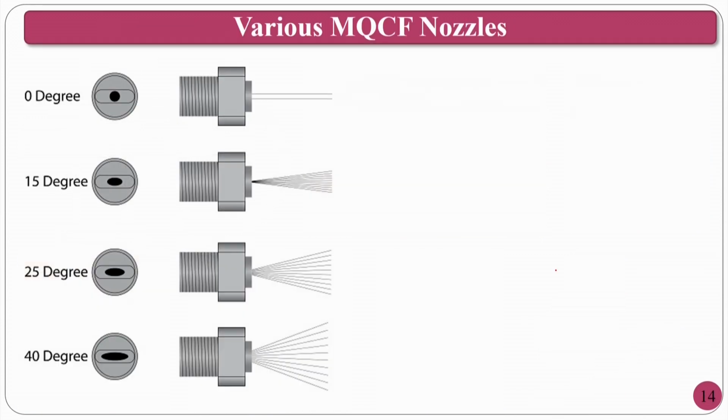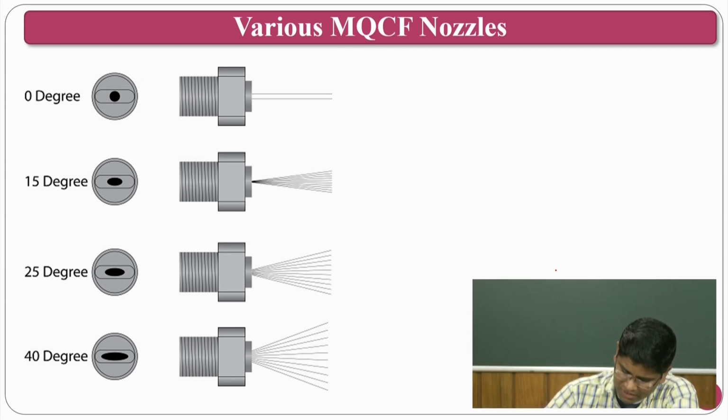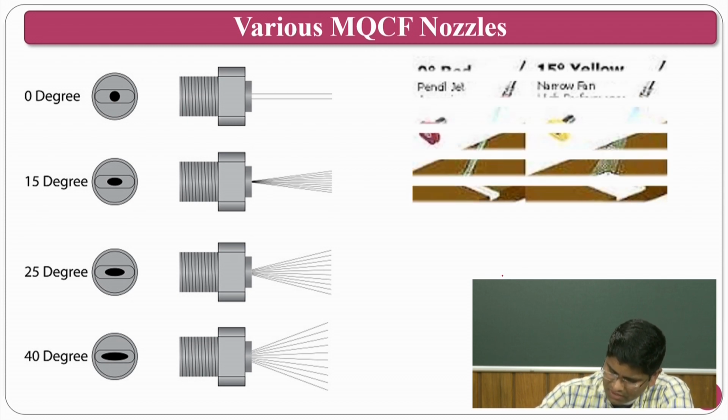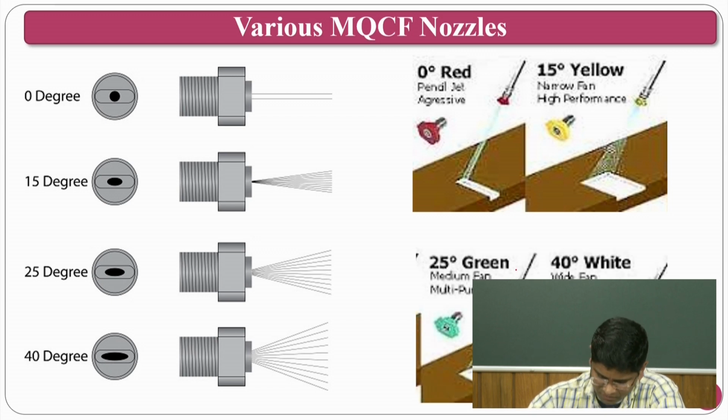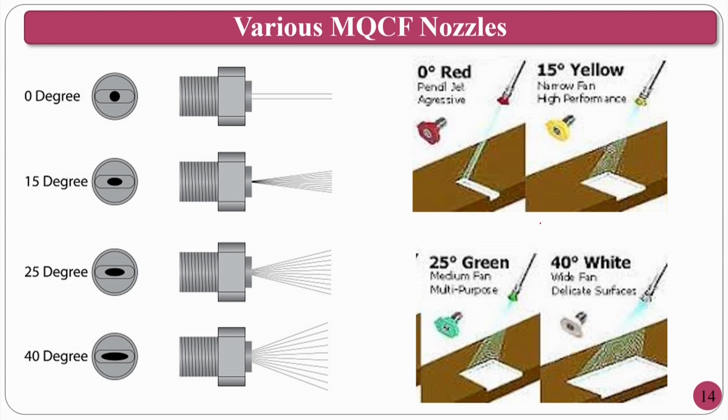Okay, these are the nozzles. Normally you can see it is a 0 degree nozzle, 15 degree diverging, 25 degrees and 40 degrees. How these are practically shown during the machining operation, you can see here. So these are the nozzles. Nozzles will be given some colors to differentiate them. How much area it will cover and other things you can check from this one.